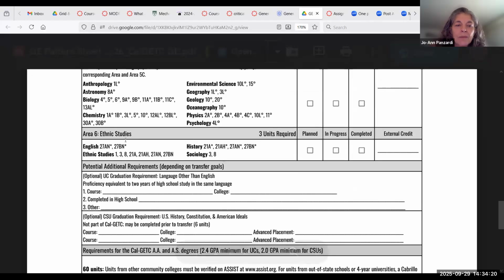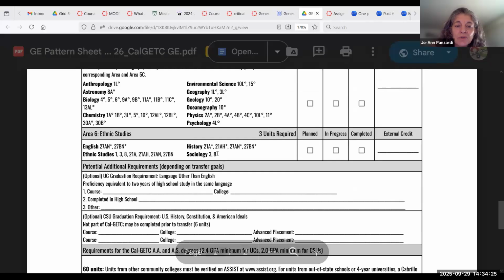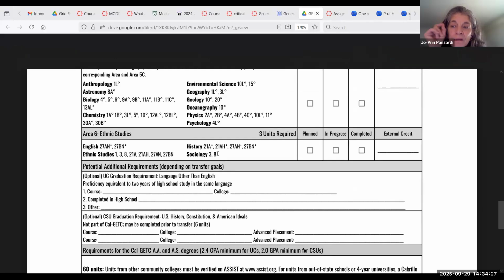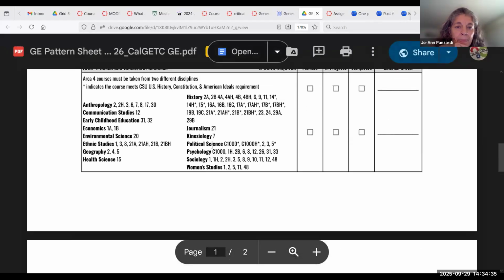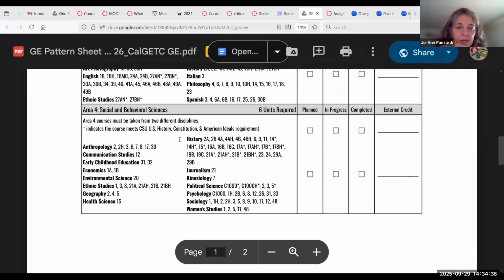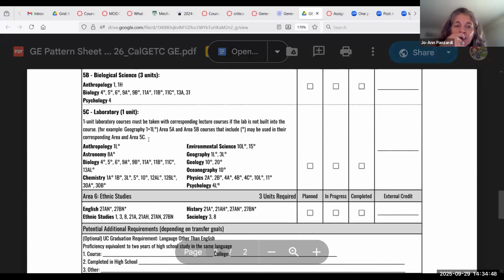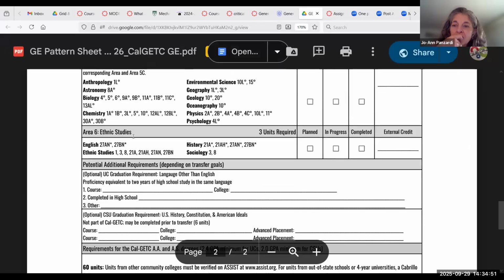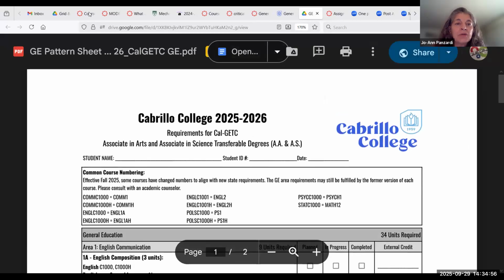And this is a new requirement. So you either have an English class or an ethnic studies or a history or sociology. So we can double count. So look at this, history 21A. And now let's go up to where history is up here. Here it is. Area 4, there's history 21A. If you take 21A, it counts for area 4 and it counts for area 6. Cool, right? Okay, so that's the general ed requirements.